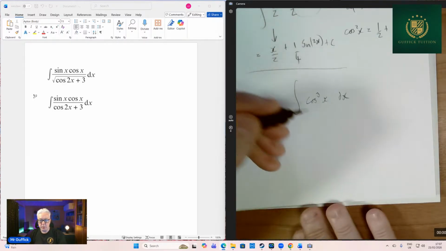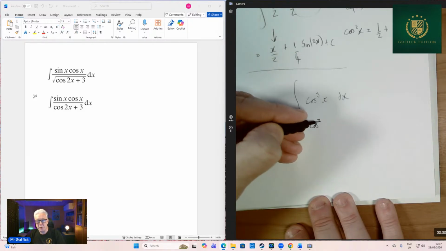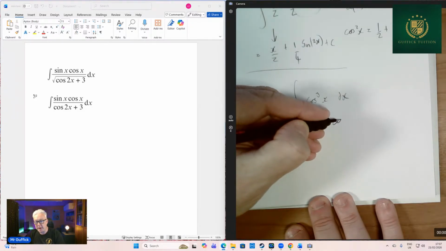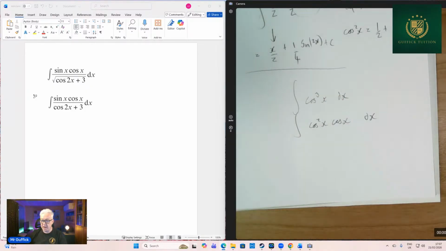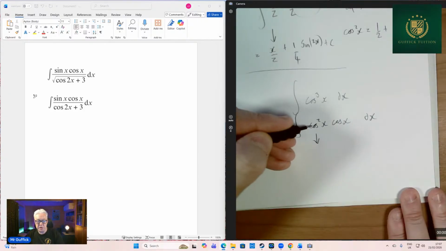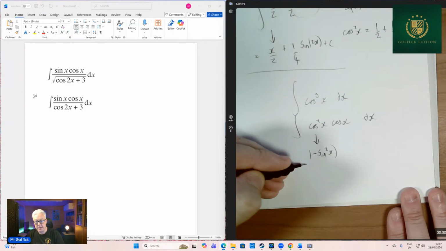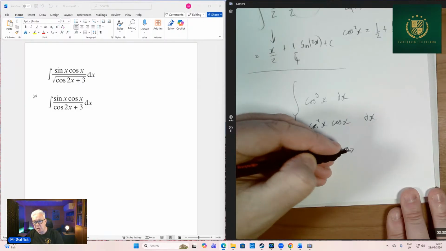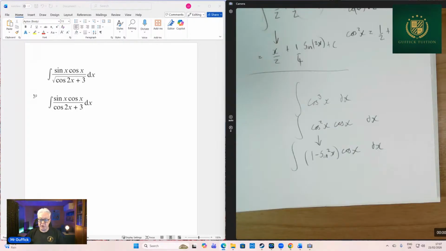So what we need to do here is we're going to think of it as cos squared x times cos x. So we reimagine cos cubed as being cos squared times cos. And then what we do is we change the cos squared into 1 minus sine squared. So we basically change it like that. So we're going to have that cos cubed goes to cos squared times cos, which goes to 1 minus sine squared.